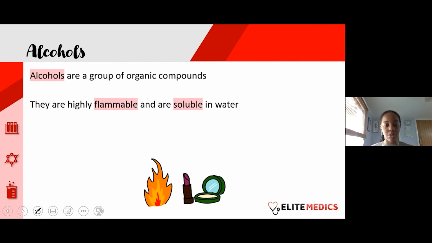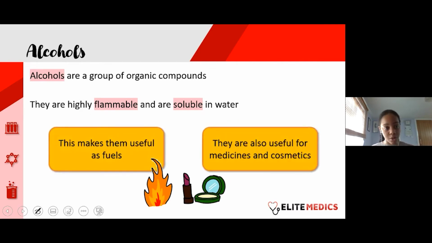Alcohol can be used in so many different parts of life, all right? Because they're highly flammable and soluble in water, we can use them as fuels, which might be something that you guys hadn't thought of, but we also use them in medicines and cosmetics. So say, for instance, all of your hand gel that we've been rubbing and using all of this time in COVID, it is made from some form of alcohol because it's a pretty good disinfectant, okay? So these are the properties of alcohols, essentially. They're flammable, they're soluble in water, which means that they're useful for fuels and useful for medicines and cosmetics.